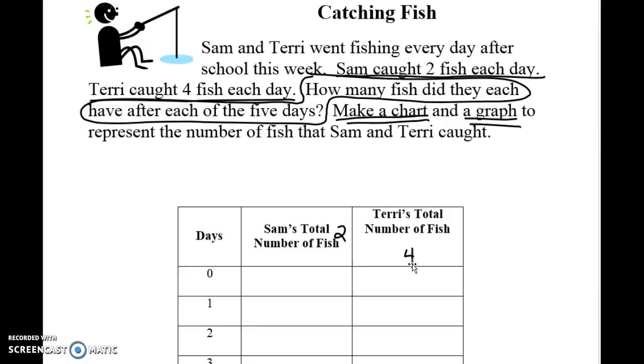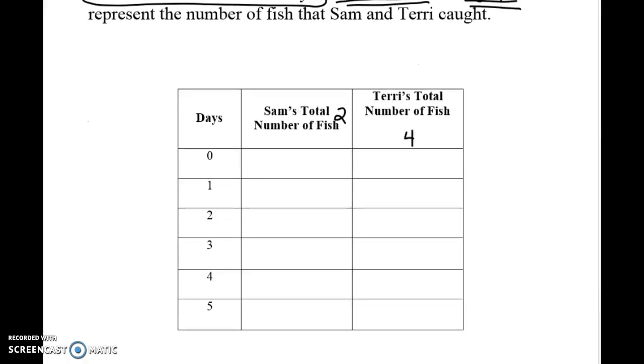So after 0 days of fishing, how many fish did they catch? 0. Is this starting to look familiar? We've done this before? Yep. Okay. And it's not going to work with the pen, so I'm just going to go ahead and type it in. All right. After 1 day, how many fish has Sam caught? 2. And Terry, 4.